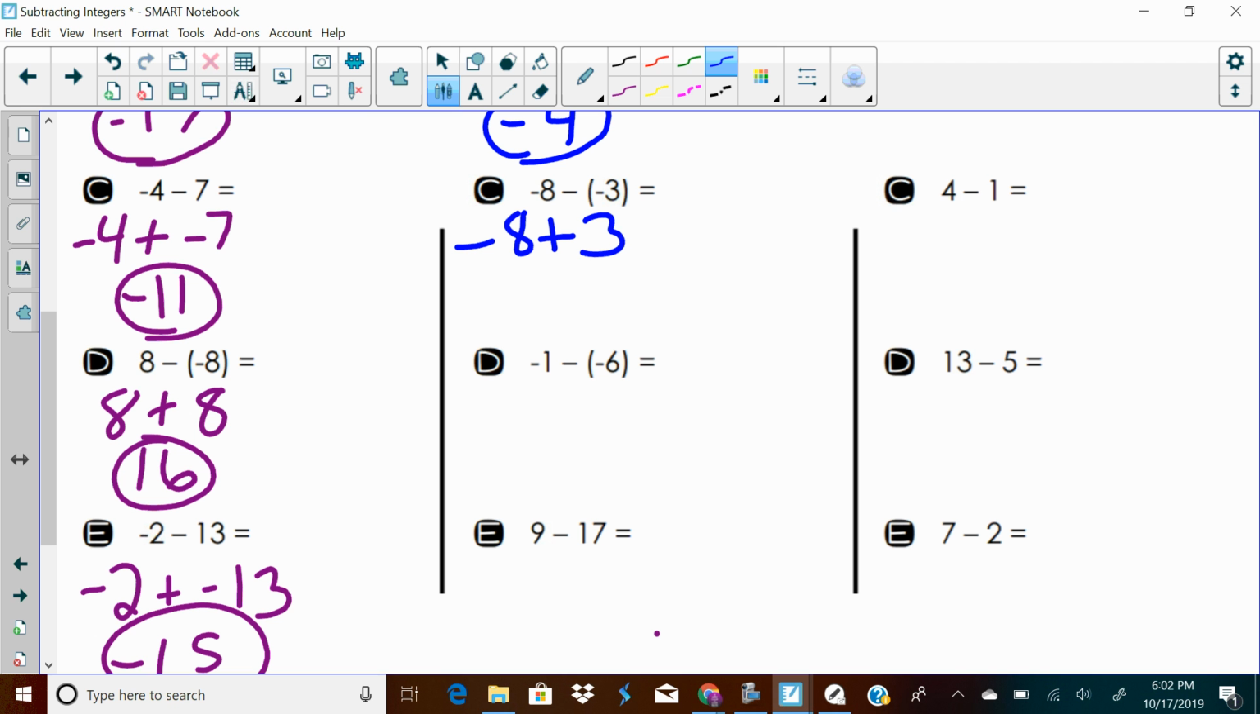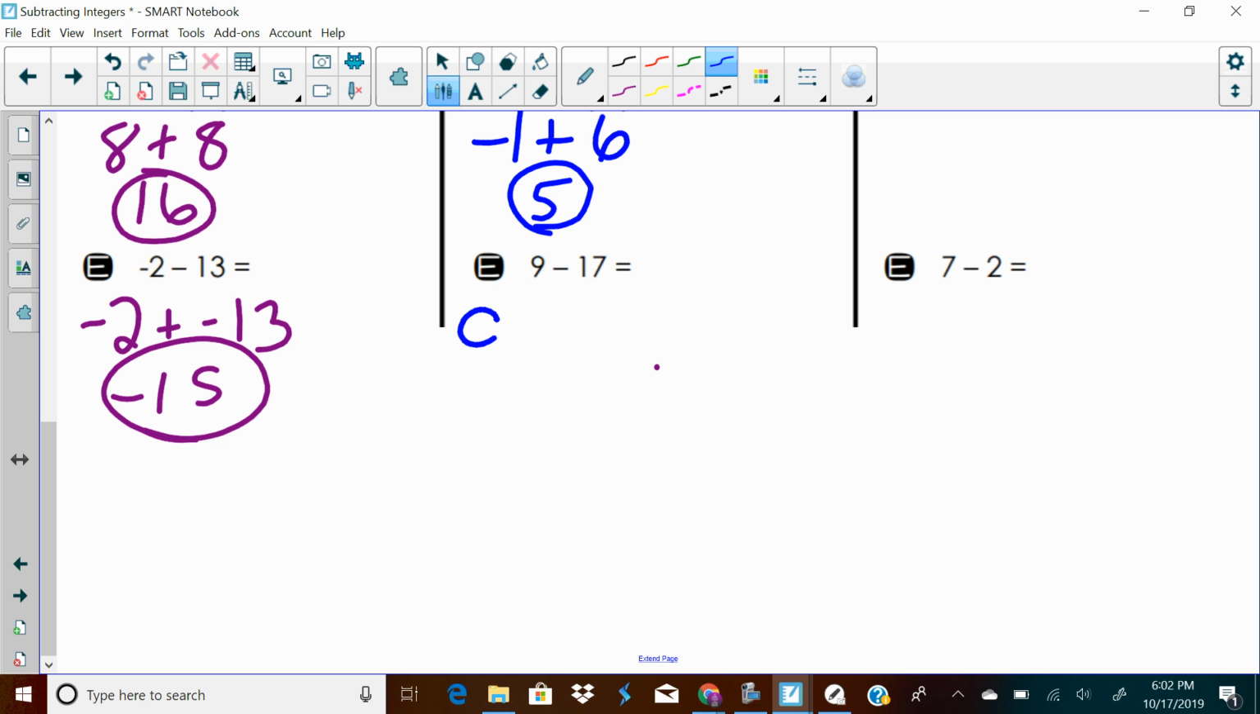Negative 3 becomes positive. Negative 8 plus 3, I have different signs. So I'm going to subtract. 8 minus 3 is 5. And it's negative 5 because 8 is bigger. D, negative 1 minus negative 6. It's going to be negative 1 plus 6. Different signs, so I subtract. I get 5. 6 is bigger than 1, so it's positive 5.